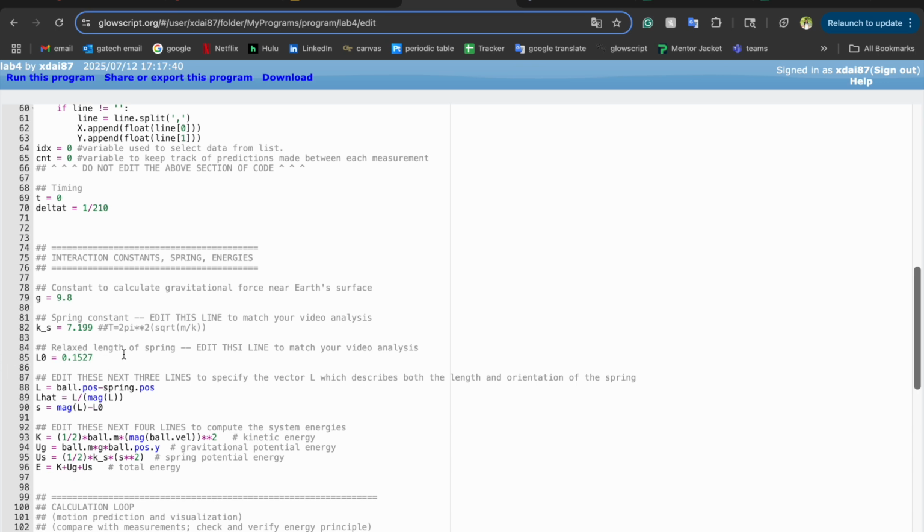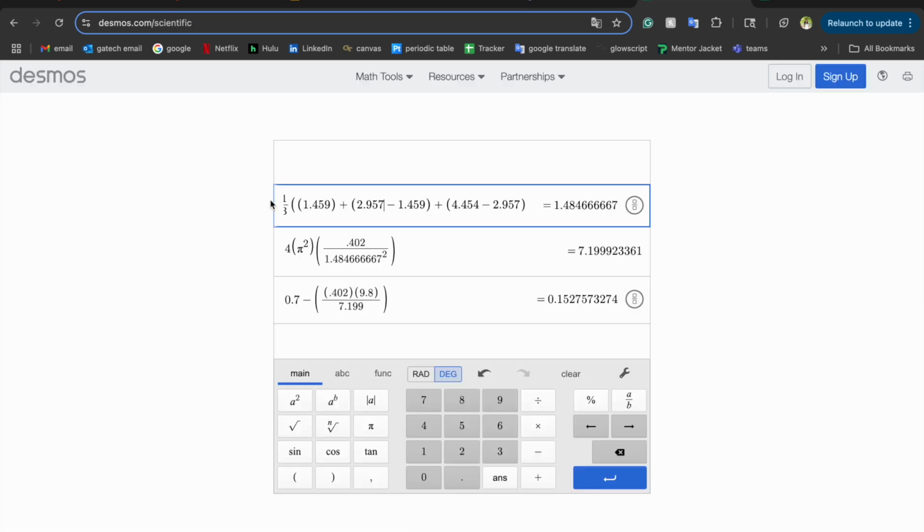We found the relaxed length of the string by using the equation net force is equal to the spring force plus the gravitational force. So as you can see here, I took the average of 3 time trials to find an average of approximately 1.5 seconds. And using that value here, we were able to find the spring stiffness of around 7.19 and also the relaxed length of 0.15 by plugging in the values.